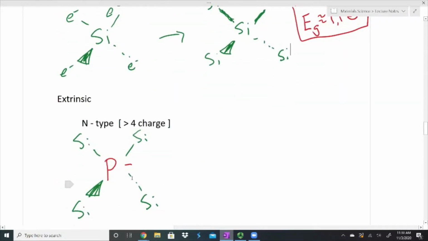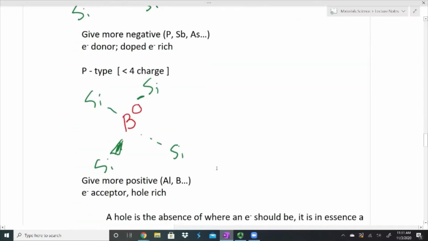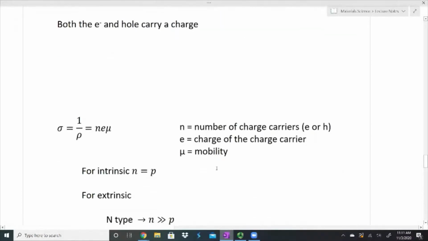As we dope things, what we're doing is we're tuning that. It allows us to change the value of our band gap so that we can get the band gap that we want. All right, so I want to draw a quick picture here about how both the electron and the hole carry a charge.